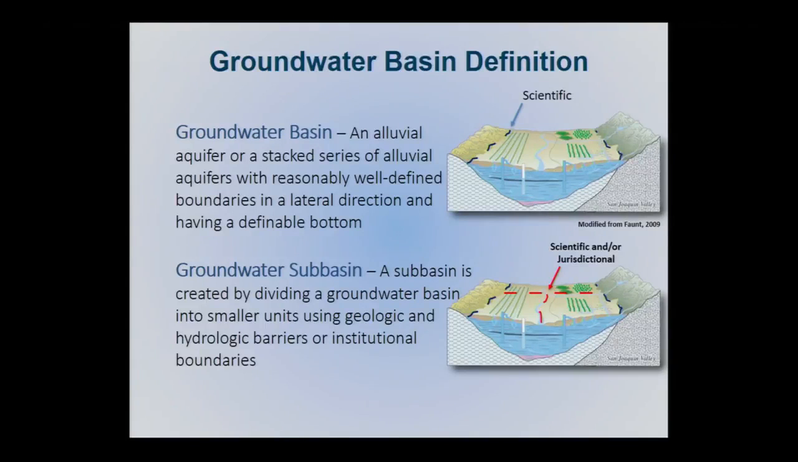A groundwater subbasin is created by dividing a groundwater basin into smaller units using geologic, hydrologic barriers, or institutional boundaries. And those lines are depicted on the bottom portion of that illustration on the right-hand side in red, which could be either institutional or hydrologic barriers.